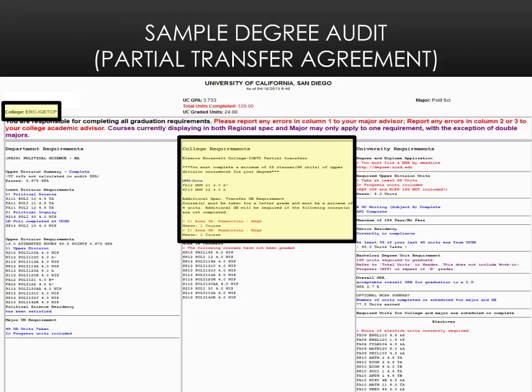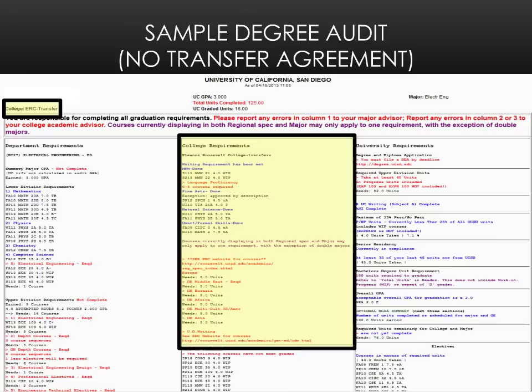Let's look at a sample degree audit that has a partial transfer agreement. If you entered UC San Diego with partial IGETC, this means you are in process of completing your transfer agreement but are deficient no more than 2 courses prior to transferring to UC San Diego. Your degree audit will list the missing requirements. Now let's look at a sample degree audit that does not have a transfer agreement. As you can see, some requirements have been fulfilled by transfer coursework as indicated in blue. See an ERC academic advisor if you have any questions about your remaining GE requirements.